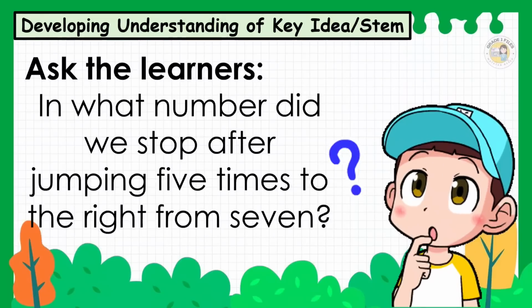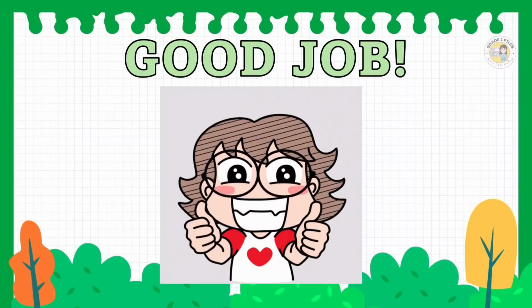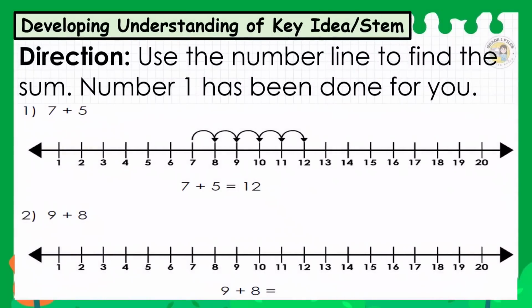In what number did we stop after jumping 5 times to the right from 7? That's right. 12 is the sum when 7 and 5 are added. 7 plus 5 is equal to 12. Now use the number line to find the sum. Number 1 has been done for you.